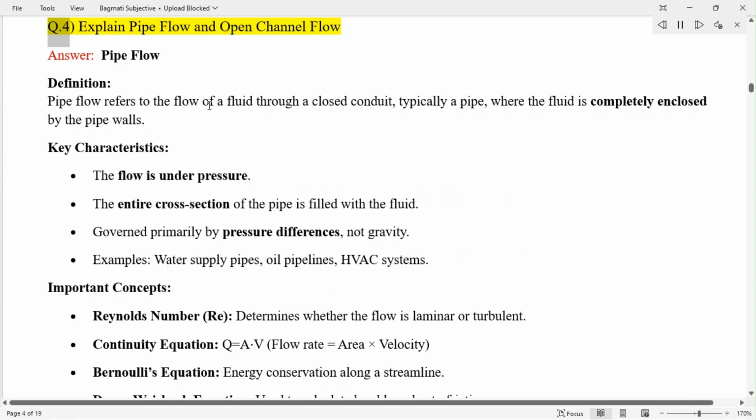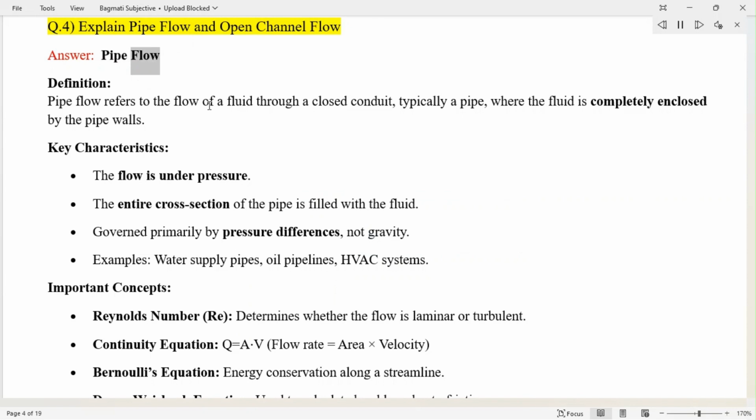Question 4: Explain pipe flow and open channel flow. Answer, pipe flow. Definition: pipe flow refers to the flow of a fluid through a closed conduit, typically a pipe, where the fluid is completely enclosed by the pipe walls. Key characteristics: the flow is under pressure. The entire cross-section of the pipe is filled with the fluid. It is governed primarily by pressure differences, not gravity. Examples: water supply pipes, oil pipelines, HVAC systems.